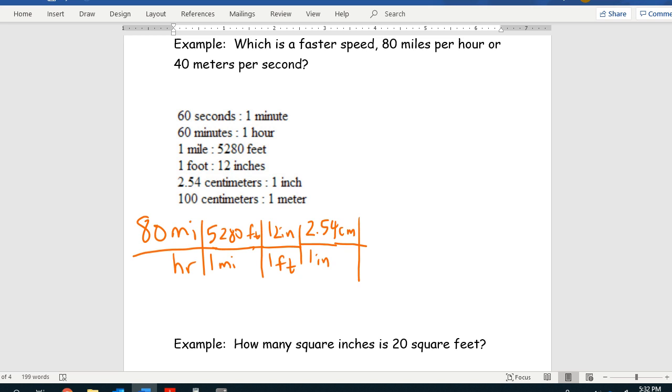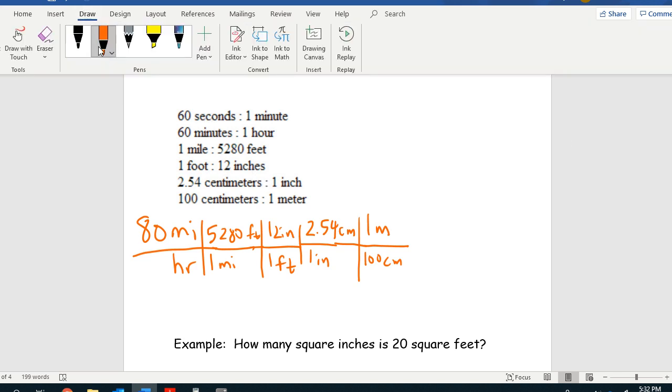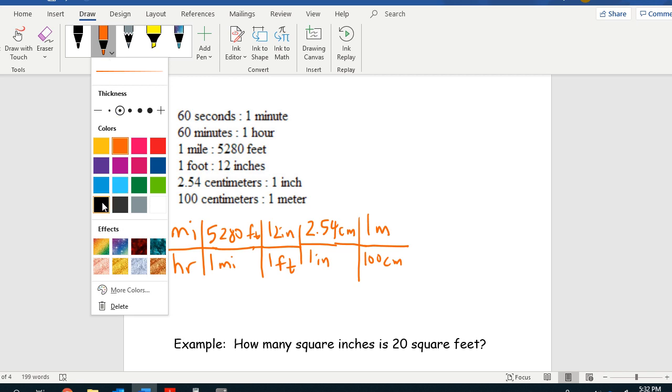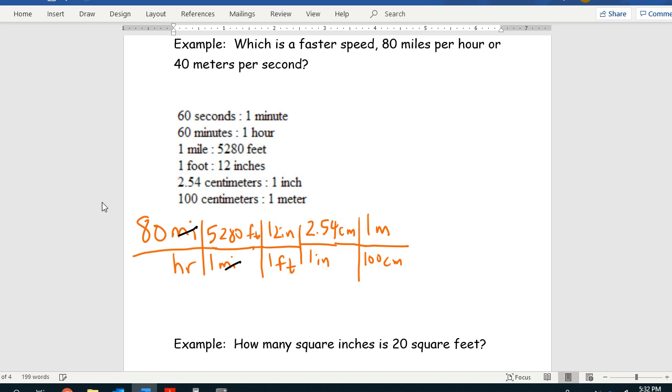Also in the chart, I know that 100 centimeters is the same distance as 1 meter. So I'm in the unit of meters that I was looking for. So we're good as far as the distance goes. Now we have to change the time unit, but let's go ahead and knock out these distance units that we have in common in numerator and denominator. Miles over miles goes away, feet over feet divides out, inches over inches divides out, centimeters over centimeters divides out, leaving us with a distance unit of meters. So that's where we want to be.